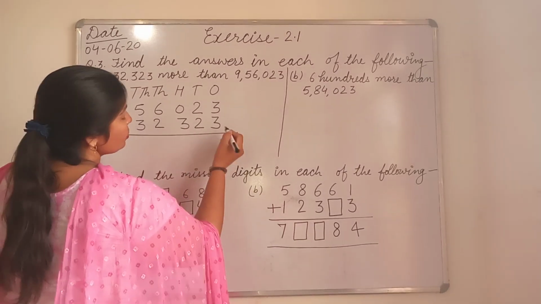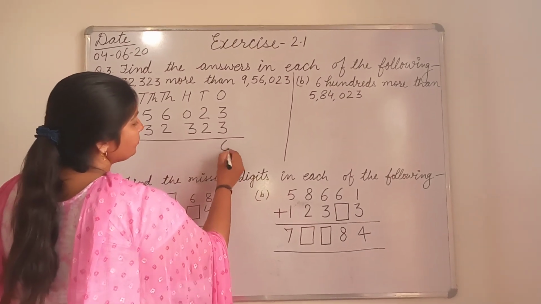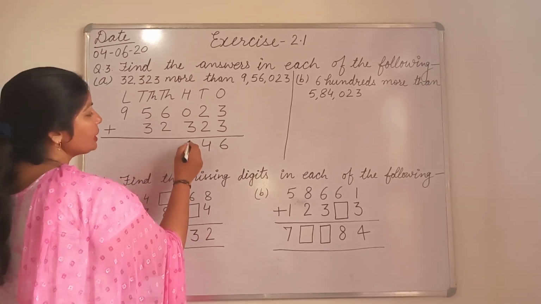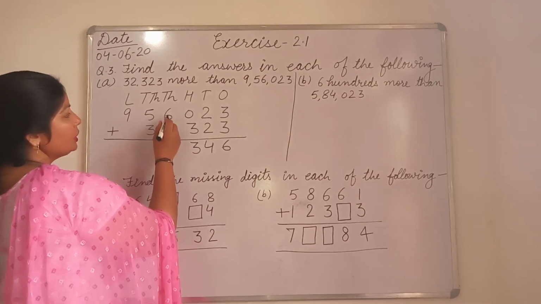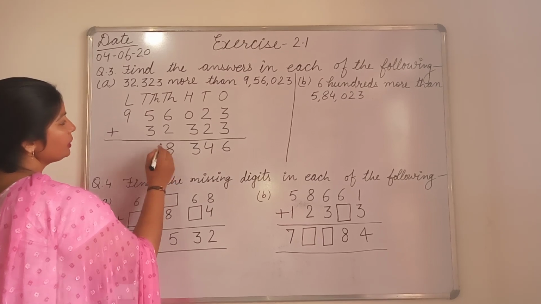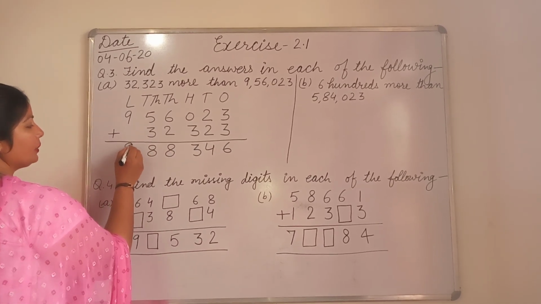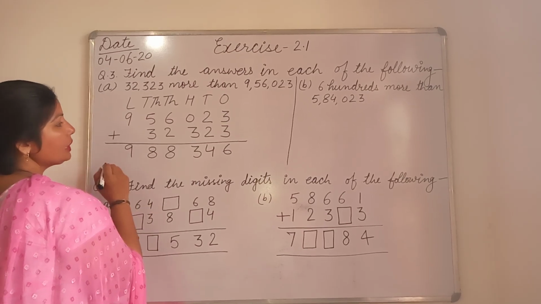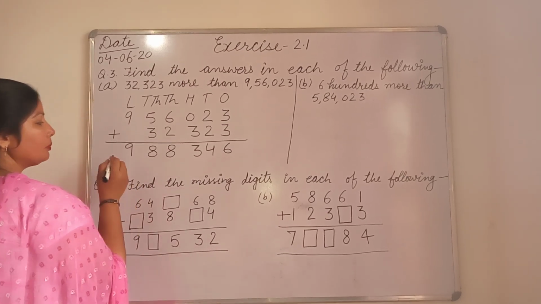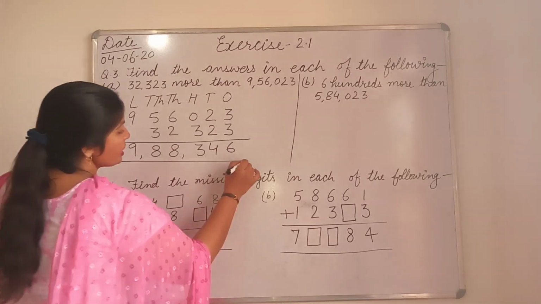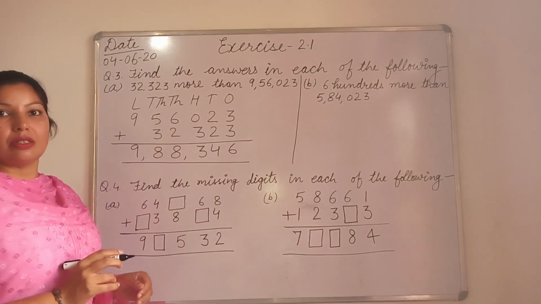Okay. So now 3 plus 3, 6. 2 plus 2, 4. 0 plus 3, 3. 6 plus 2, 8. 5 plus 3, 8. And there is 9. So now you can see we can put comma also to separate the period. So 9,88,346 is your answer. Okay.